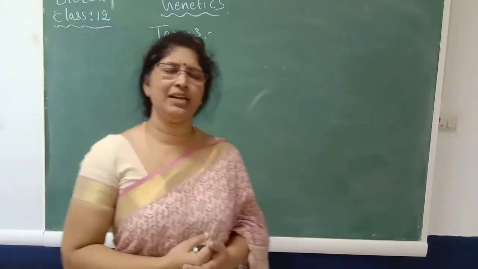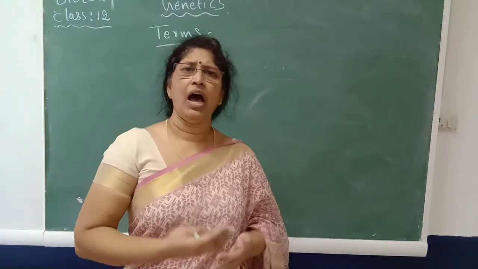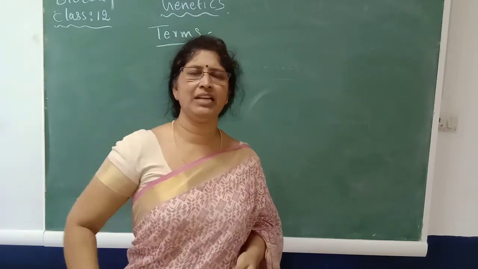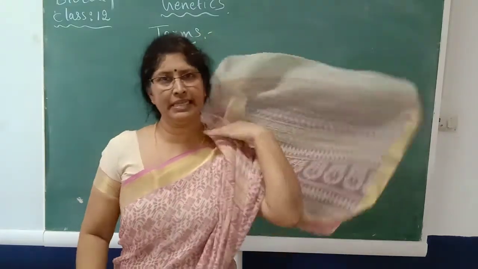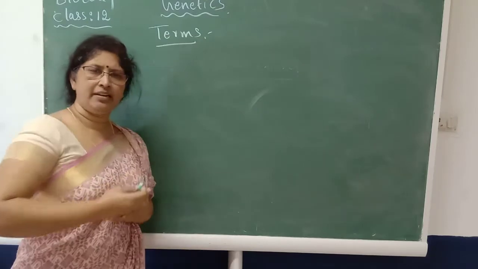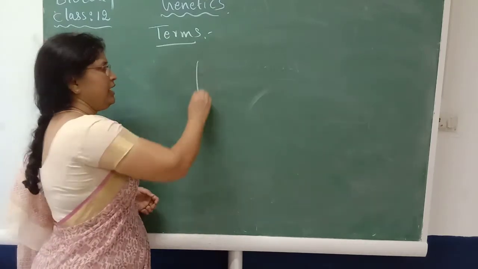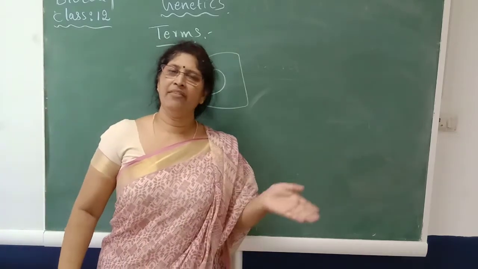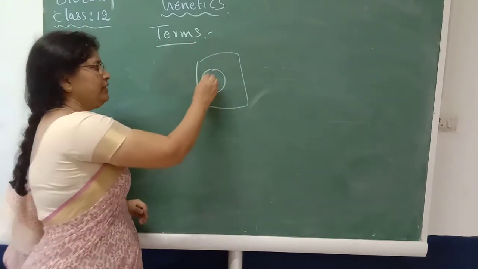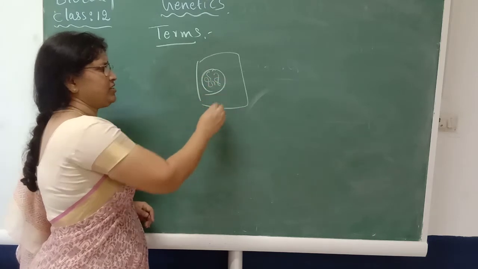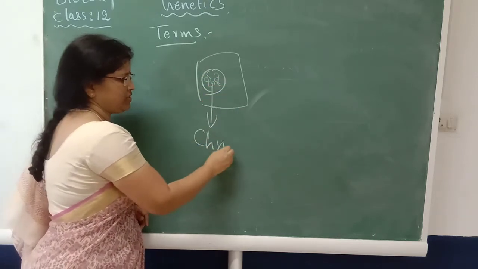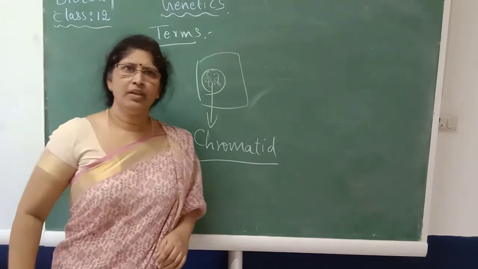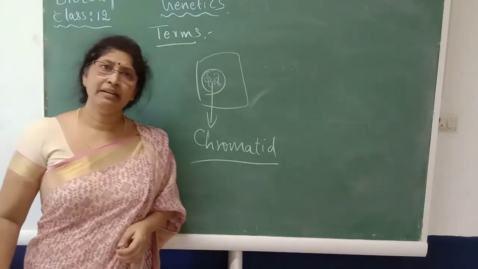First we will understand how these genes are present in our body and where they are located. For this we just have to look back into the structure of a cell. If you look at the structure of a typical eukaryotic cell, a cell has a well-defined distinct nucleus. Inside the nucleus there are many thread-like structures, and these thread-like structures are called the chromatin threads.